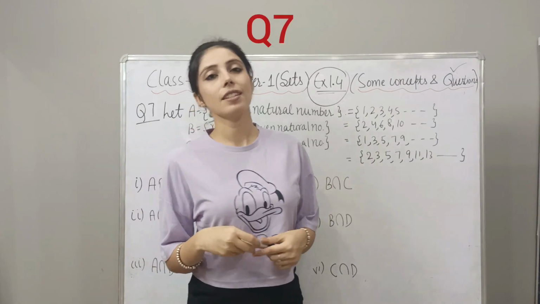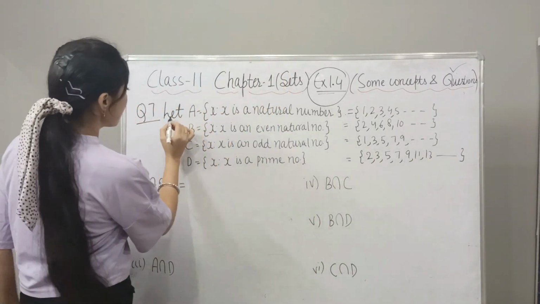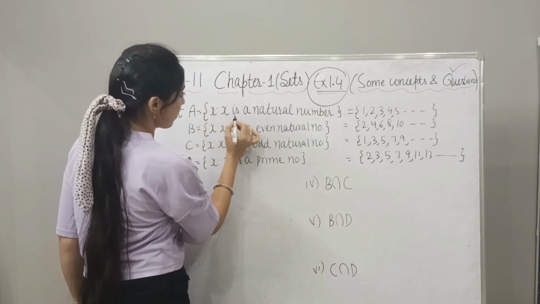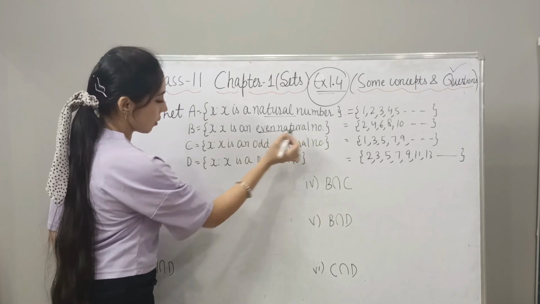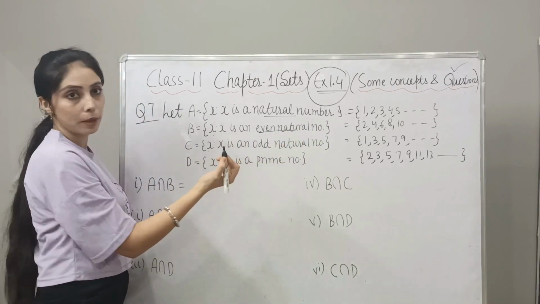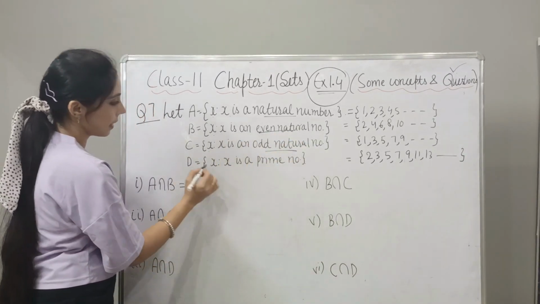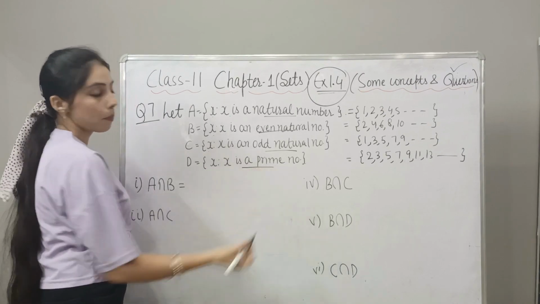Now let's discuss question number 7, which is: let A be the set of natural numbers, B contains those x which are even natural numbers, C those elements which are odd natural numbers, and D those x which are prime numbers.